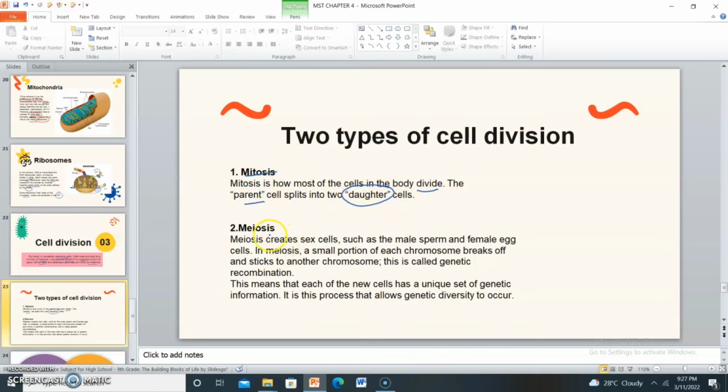The next one is meiosis. Meiosis creates sex cells, such as the male sperm cells and female egg cells. In meiosis, a small portion of each chromosome breaks off and sticks to another chromosome. It's called genetic recombination. This means that each of the new cells has a unique set of genetic information.